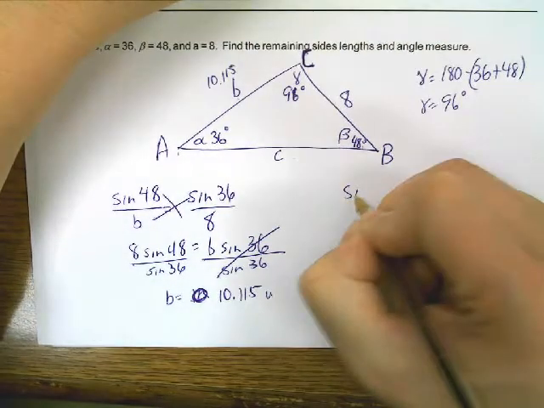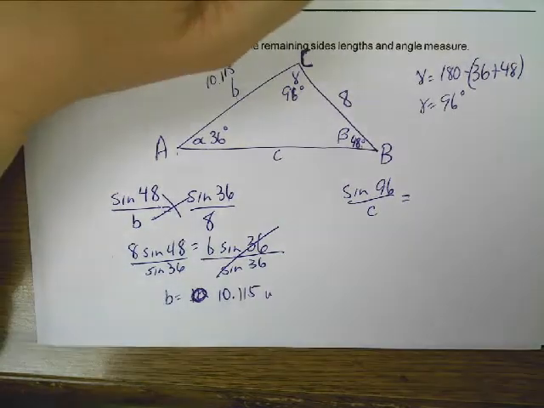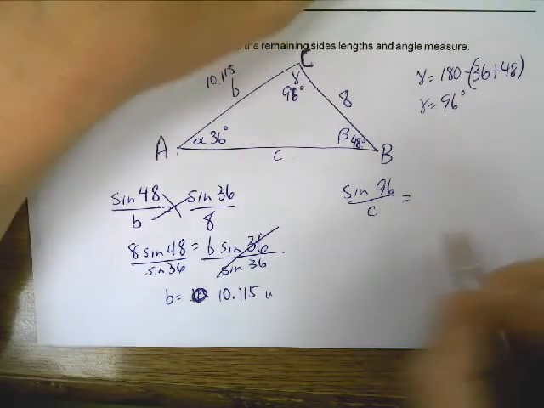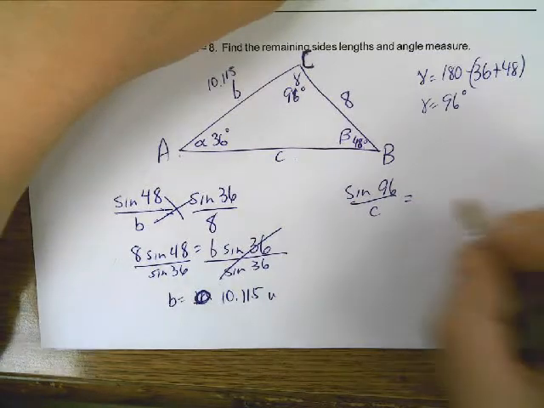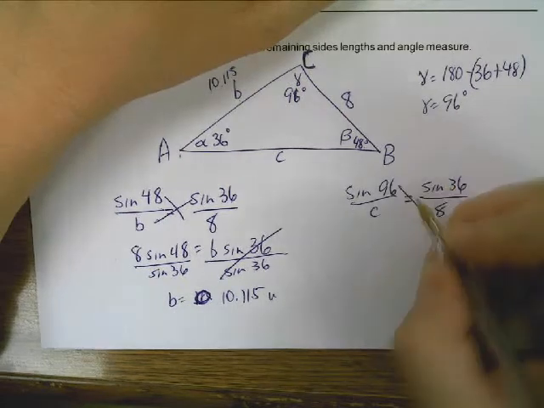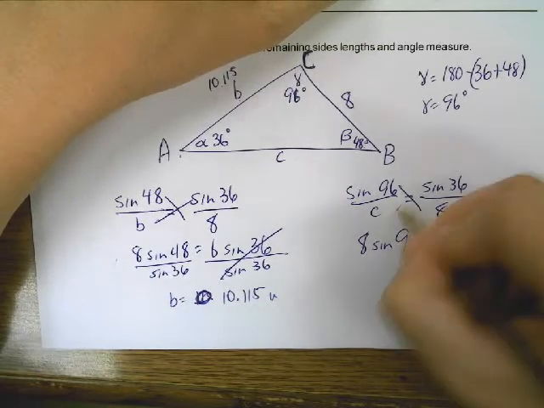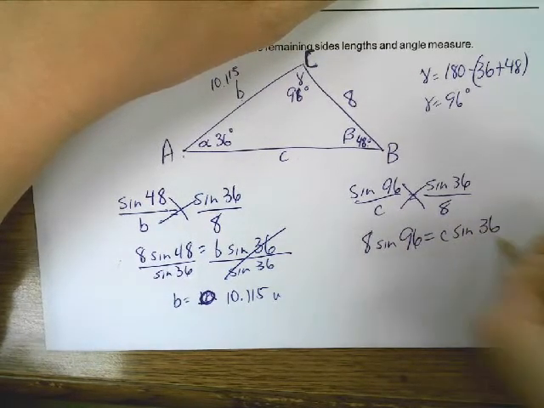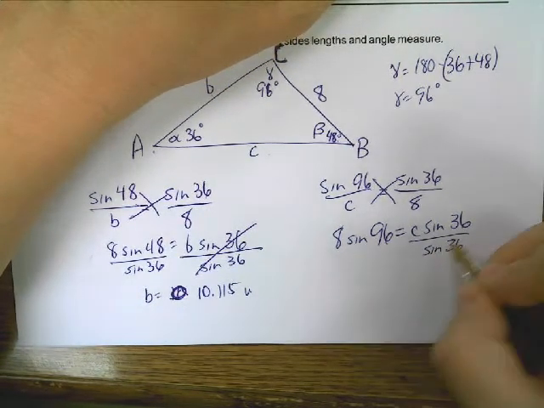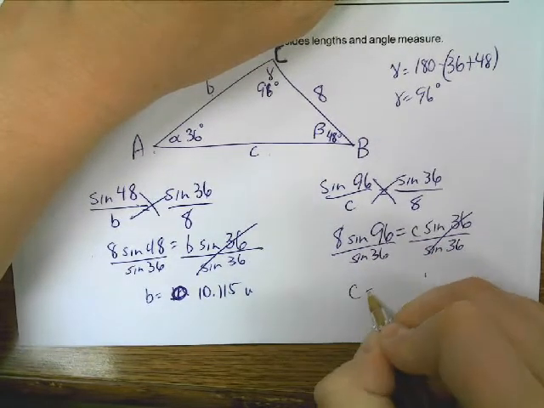So we say the sine of 96 over C is equal to, and I'll go with the 36 and the 8 again. So the sine of 36 over 8, cross multiply, 8 sine of 96 equals C sine of 36, and then divide to get rid of sine of 36. And then I get C equals all of this.